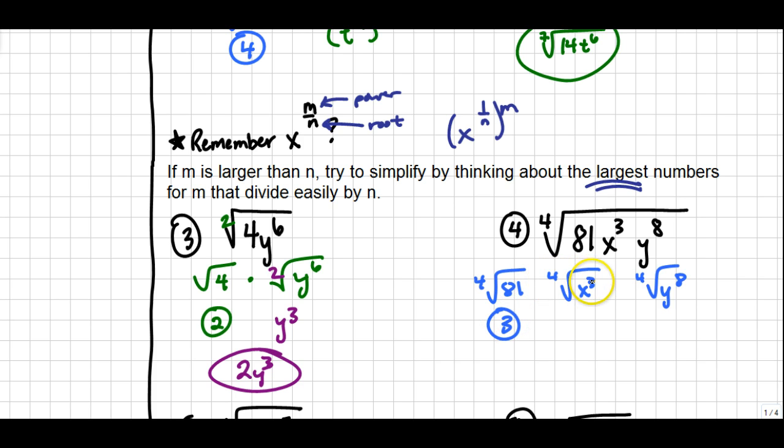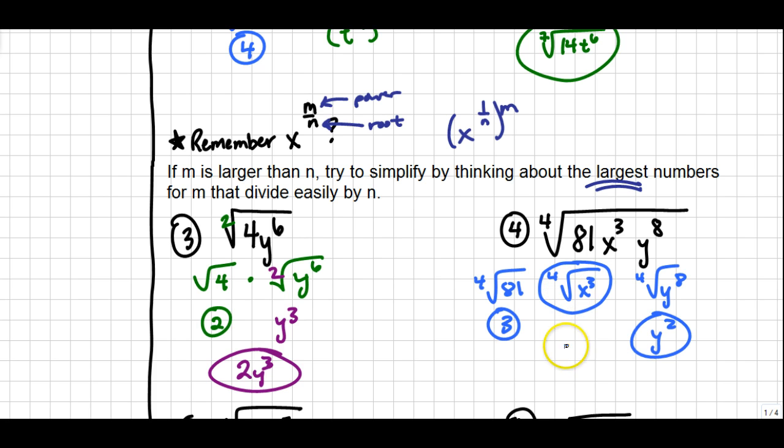Over here, notice that the power is smaller than the root, so that one's actually good. No simplifying to do there. How about over here with the y? We've got an 8 for the power and a 4 for the root. 8 divided by 4, if we set it up like this, that's going to be a 2, so we get y squared.